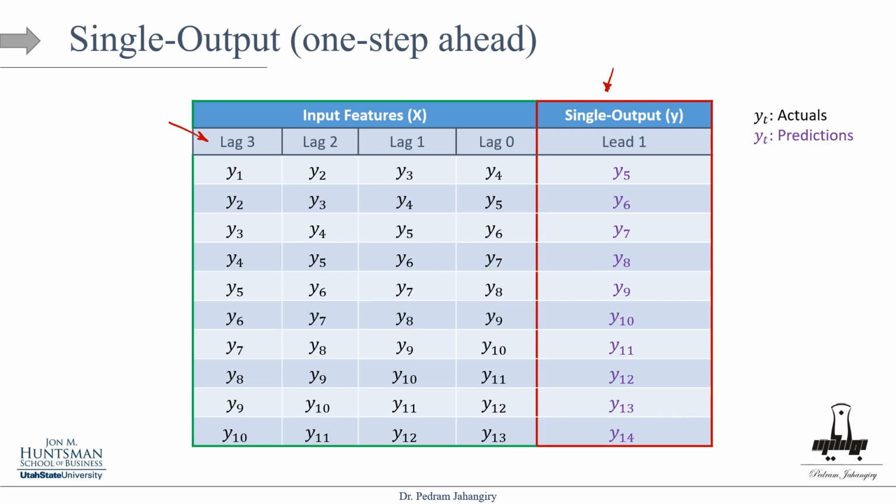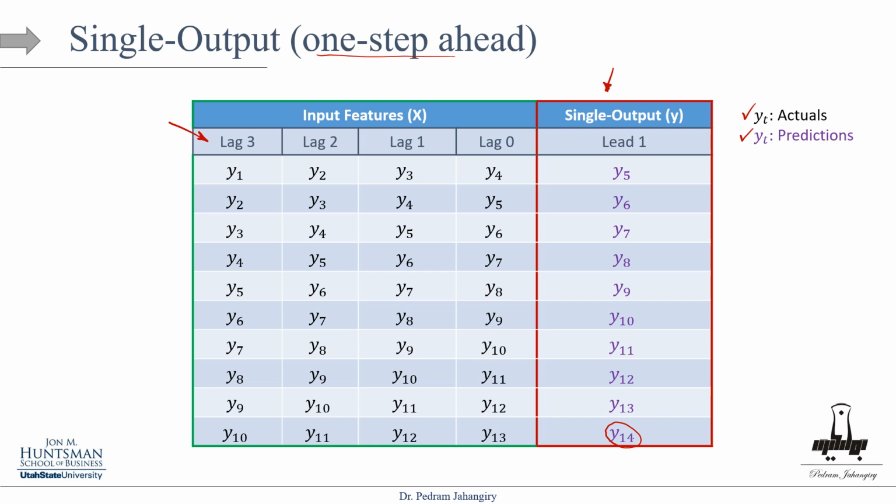And pay very good attention to the colors and notations here. The black ones, these are actuals. And the purple ones are prediction. Again, this is single output, one step ahead. This means that if you want to predict y14, you need to have all the data for the past 4 days: y13, y12, y11, y10. And these are all actual data. Look at that, they're all black. So these are actual data.